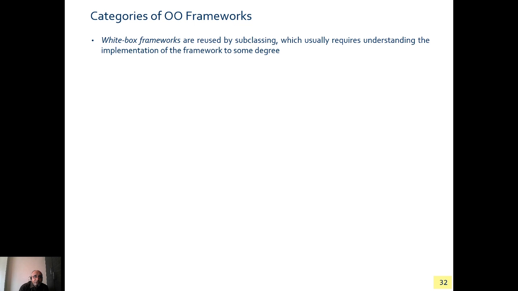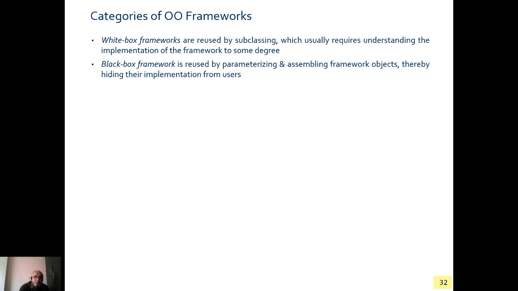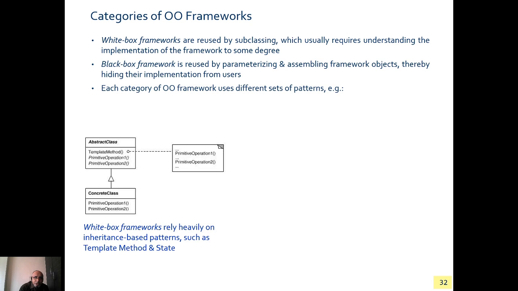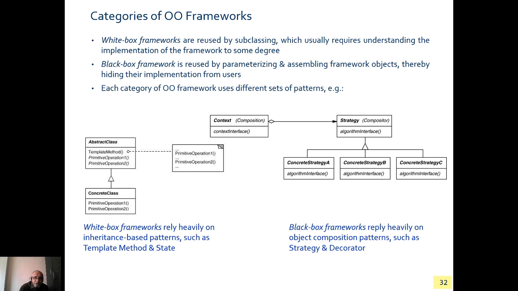Yeah, so white box frameworks I discussed earlier on are used by subclassing, which usually requires understanding the implementation of the framework to some degree. Black box, just modify it from the exterior by parameterizing and assembling the framework objects. So you can have abstract class, then concrete class, right? So inheritance principle is used, right? And black box.